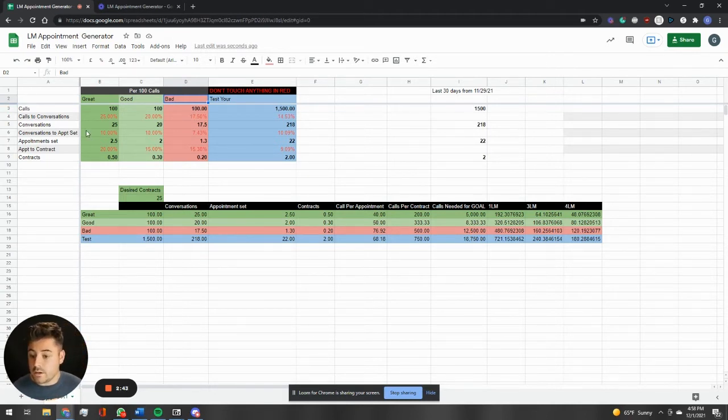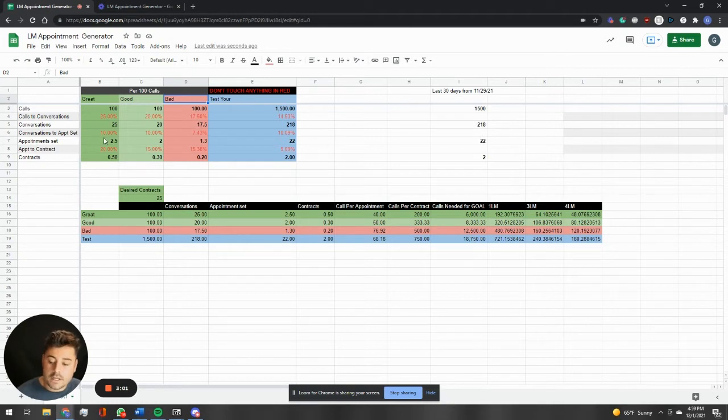Now let's break it down here. So we do the math. You have 25%, you get 25 conversations, 20 conversations, 17. You guys get it, right? This math flows in. This times this, row 4 times row 3, will equal row 5, conversations. So now let's break it down to here.